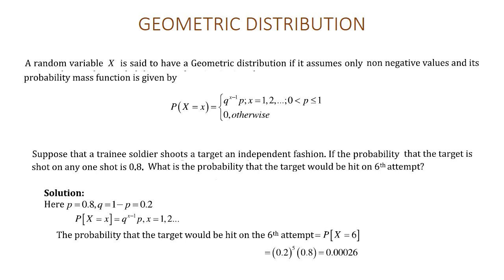So since we found out the value of p and q, they have asked what is the probability that the target would be hit on the sixth attempt, that is P of x is equal to 6. So applying these values, we will be getting an answer as 0.00026.